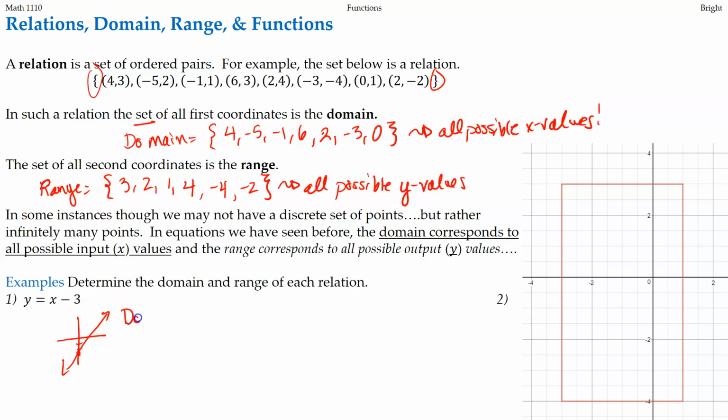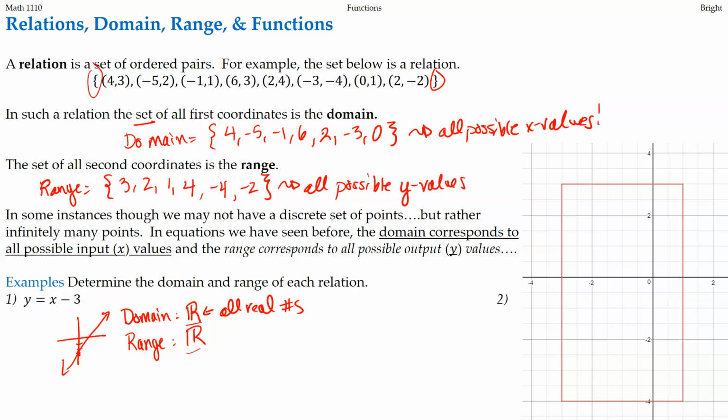Here, the domain, if we think about all possible x values, we would just say that this is all real numbers, and that's my shorthand for all real numbers. Then if I look at the range, which is all possible y values, so I'm looking vertically now, this ends up being all real numbers as well. Feel free to use these symbols too. So domain and range are all possible x values and all possible y values respectively.